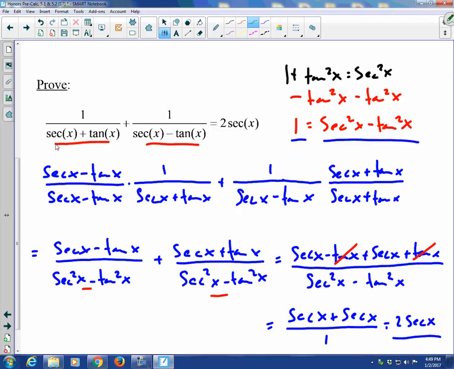So again, if you can sort of spot that first right move of multiplying by the conjugate over itself for both of the two terms on the left, then as long as you don't make a misstep with the algebra, you're really sort of just channeled into the target expression.